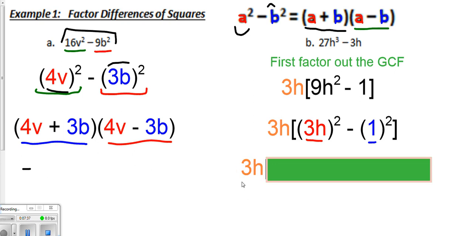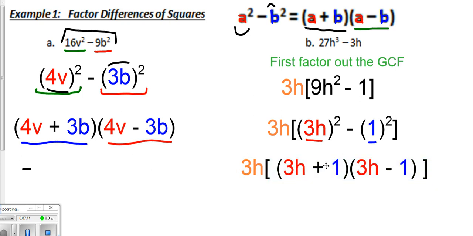3h is still a factor on the outside. And then the two binomials that are created, one is 3h plus 1, one is 3h minus 1. So in the end, we've got 3h being multiplied by 3h plus 1, and that's being multiplied by 3h minus 1. So three different factors.